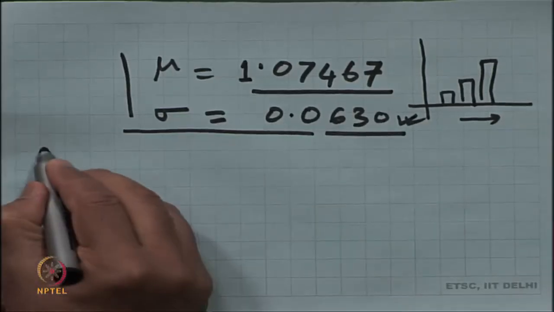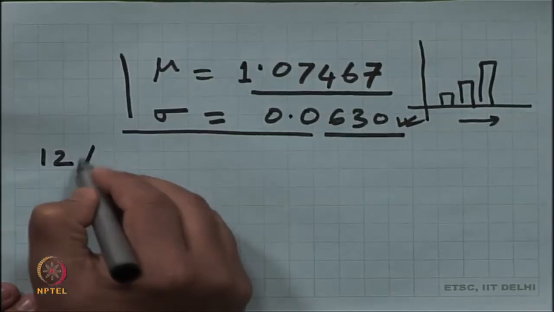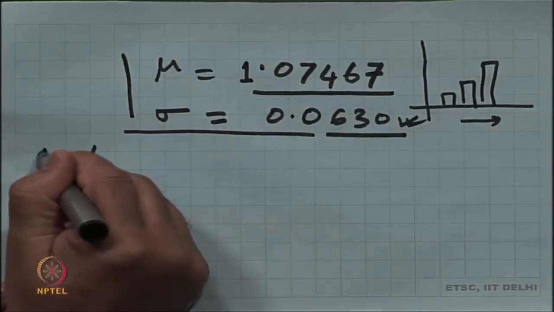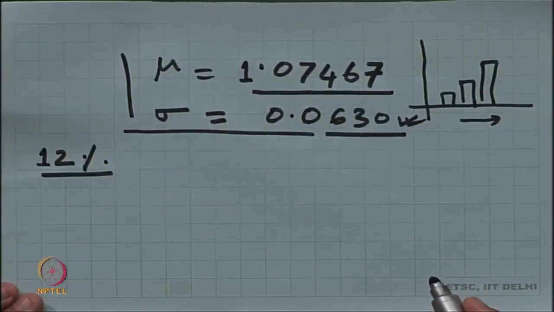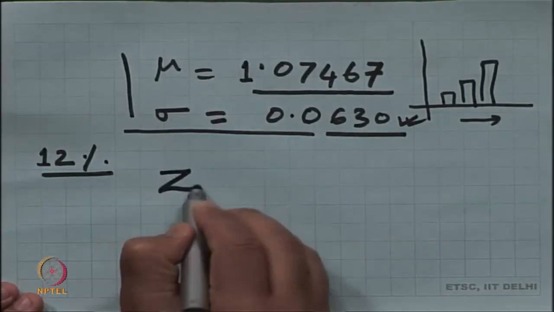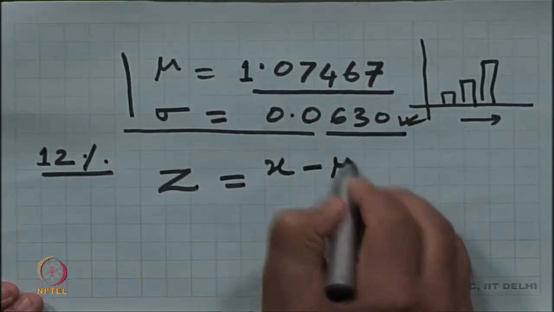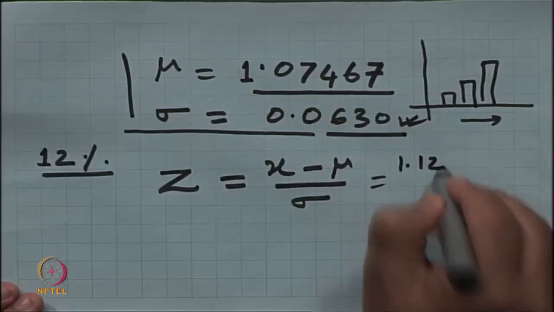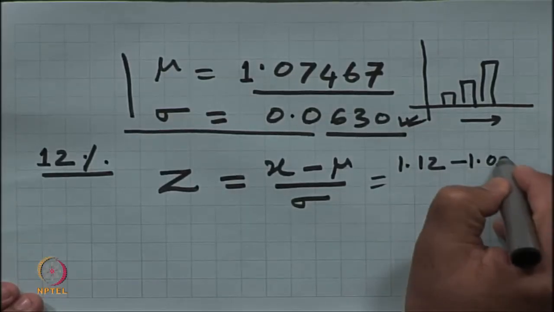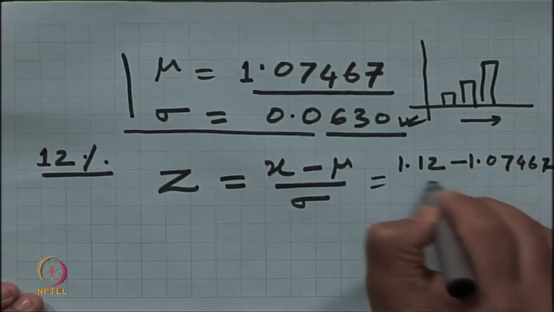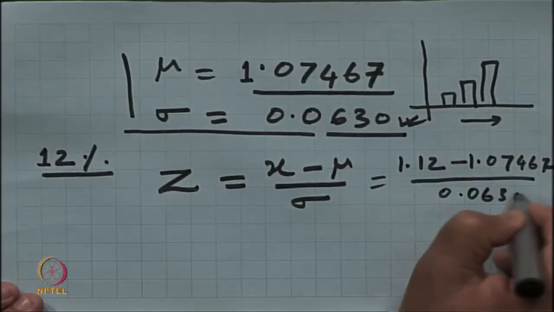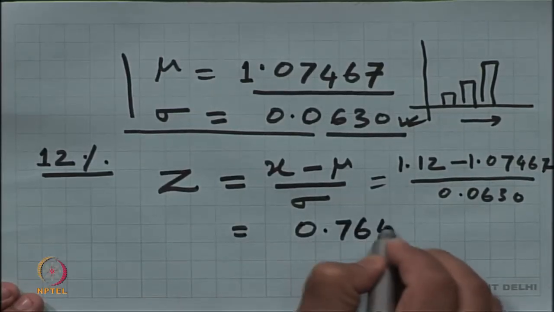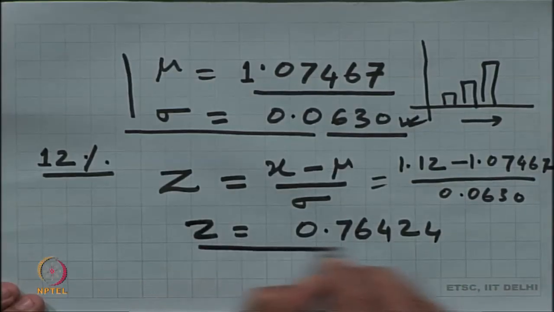Now, the next question is, what would be the probability of beating this competitor if you are bidding at 12% markup. So, I can calculate the value of z. Z, you know, is x minus mu upon sigma. Now, at 12%, x becomes 1.12. The mean I have already calculated as 1.07467 and sigma is 0.0630. So, I am getting the z value as 0.76424. So, this is my z value.